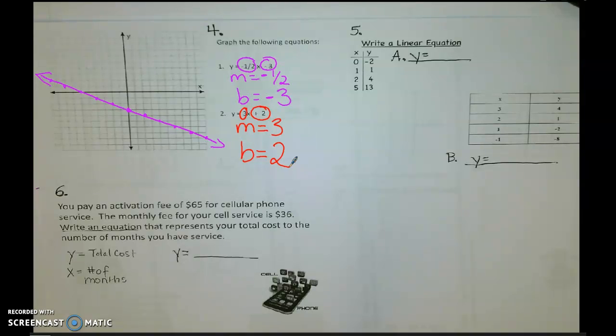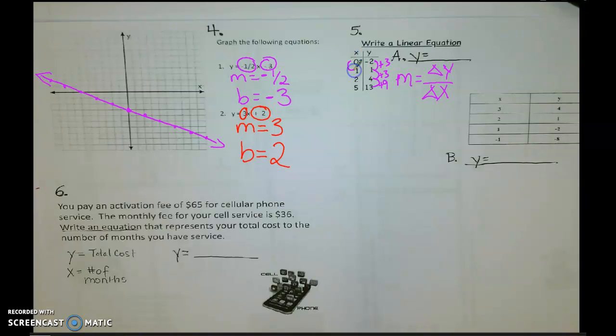Number 5, writing a linear equation from a table. So first thing that we have to do is we have to find our M. So from a table, M equals change in y over change in x. So change in y to go from -2 to 1, that would be +3. To go from 1 to 4 is +3. Then from 4 all the way up to 13 is +9.